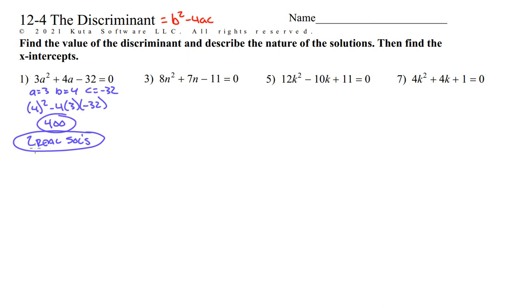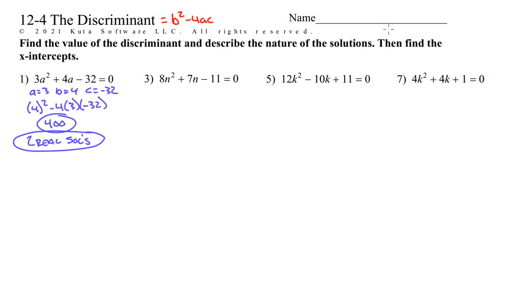So the value of the discriminant is 400. Describe the nature of solutions: we get 2 real solutions. Now find the X intercepts. To find the X intercepts, you either need to factor these out or plug them into the quadratic equation. I am going to elect to plug these into the quadratic equation. This one actually would work out by factoring, but I don't think it's going to be a nice one, because 3 times 32 gives us 96. I don't want to find the factors of 96.